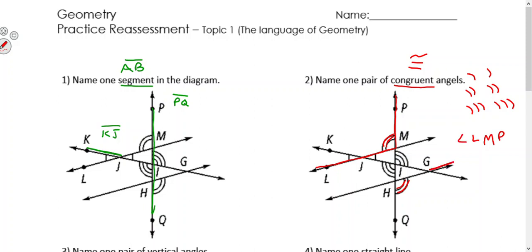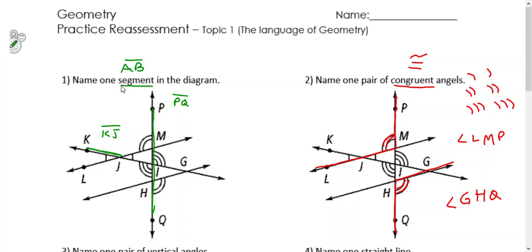The congruent angle to it will have to have H in the middle since that is its vertex, and G and Q identify the other sides we're looking at. And G and Q could have been reversed easily.